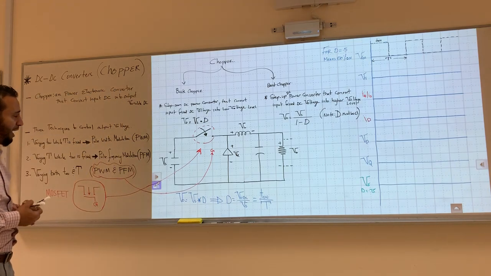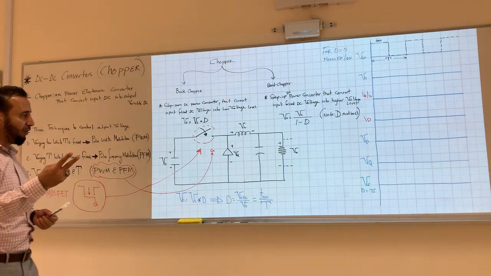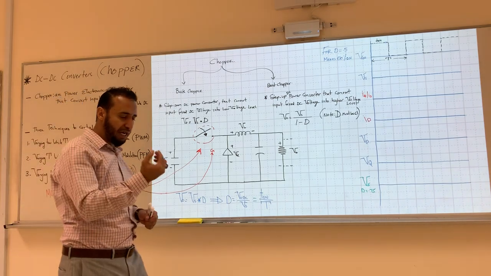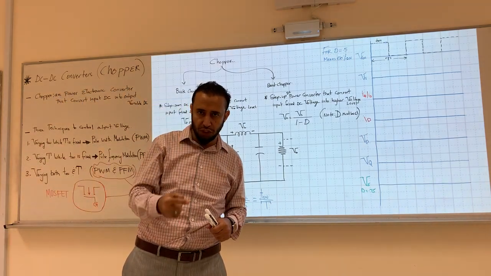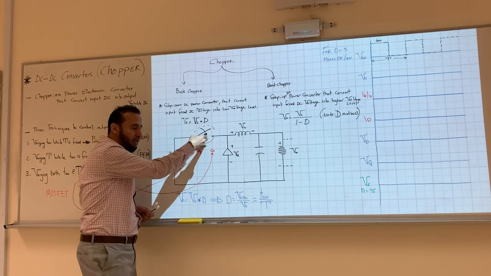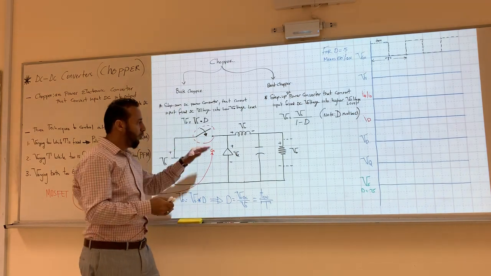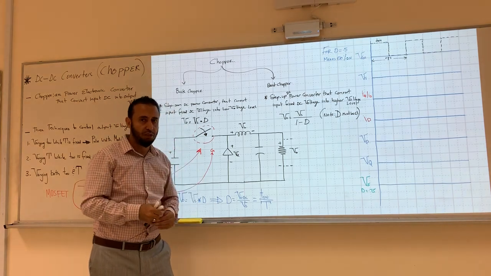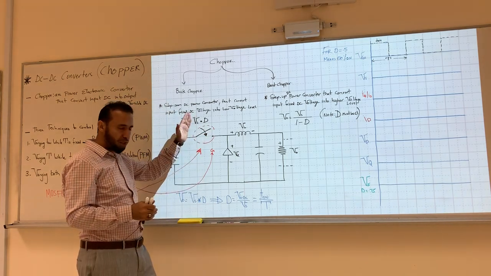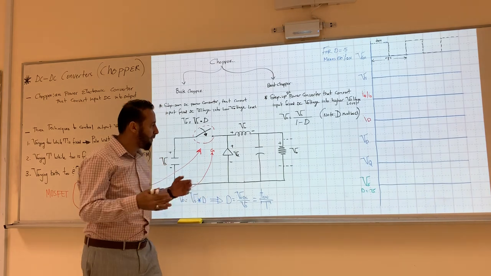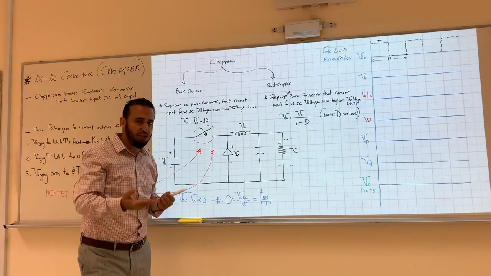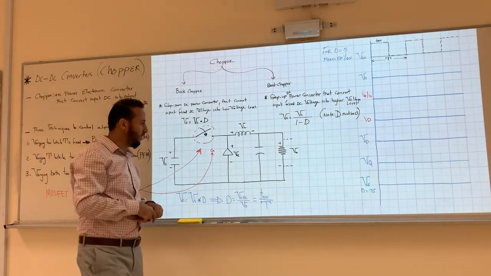Okay, let's see what will happen now. Actually, we will have two cases. We will have a case when we close the switch, when it's on, closed means on. And we will have another case when we open the switch, open means off, and closed means on. So we will have two cases. Let's see.